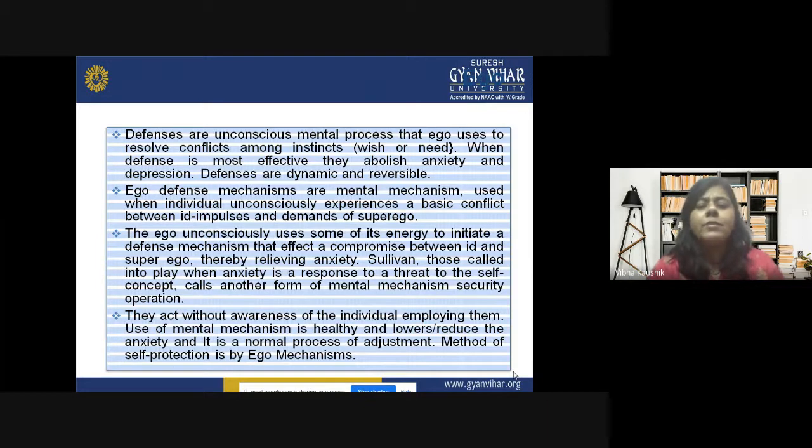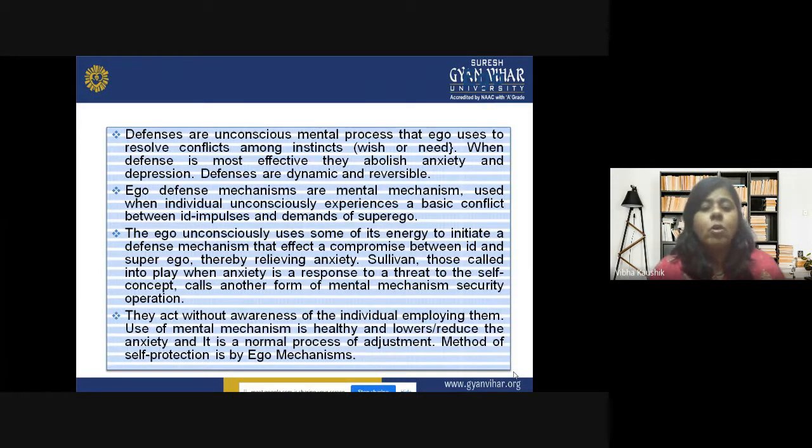Ego defense mechanisms are mental mechanisms used when an individual unconsciously experiences a basic conflict between impulses and the demands of the superego. The ego unconsciously uses some of its energy to initiate a defense mechanism that effects a compromise between the id and the superego, thereby relieving anxiety.